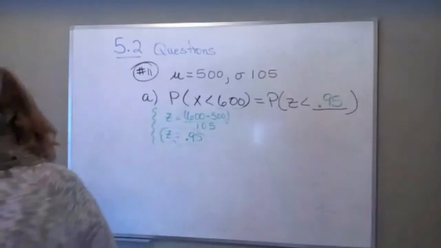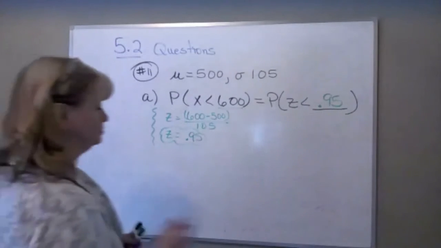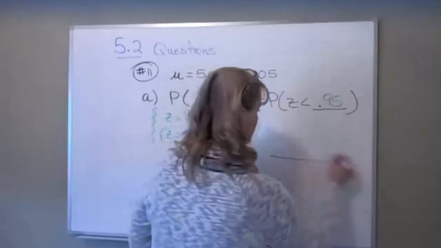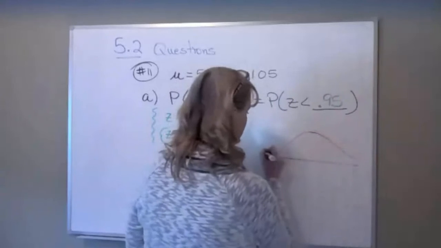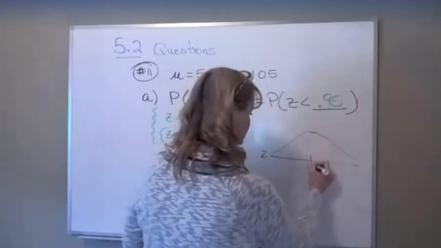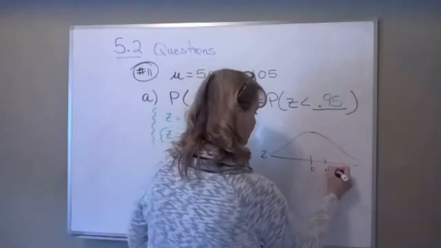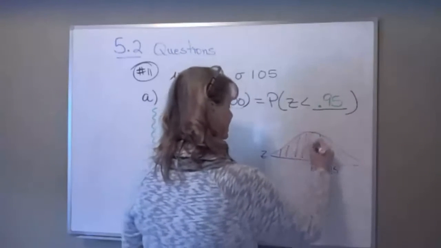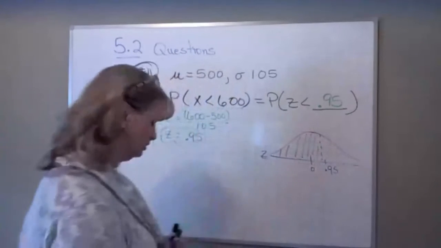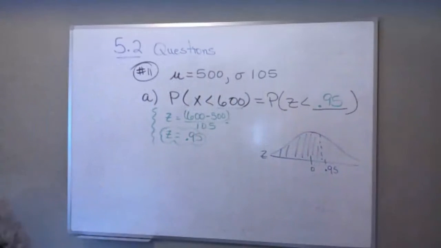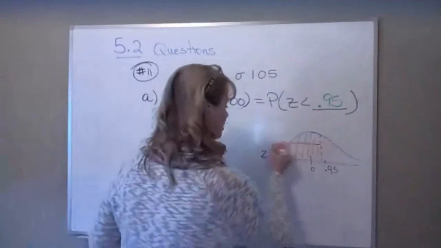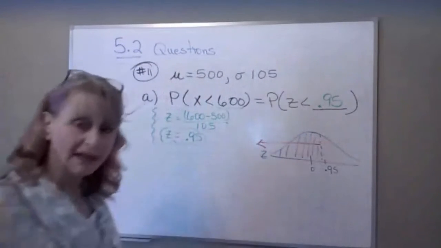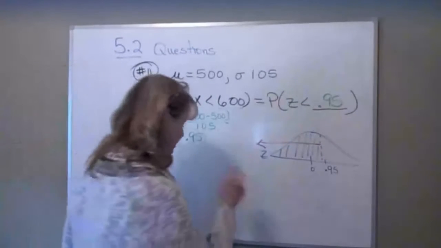Then once you get that converted to a Z-score, you're ready to draw the picture. So if I drew the picture on this one, I'm just going to draw a little picture. 0.95 would be over here, and they want the area to the left because it says less than. And so all we have to do is look that up in the table, which you have done. And you said you got what number? What is the area to the left of that Z-score, Christina?